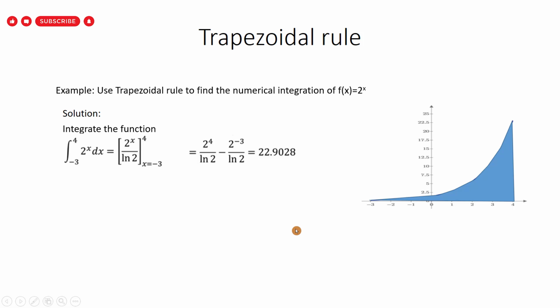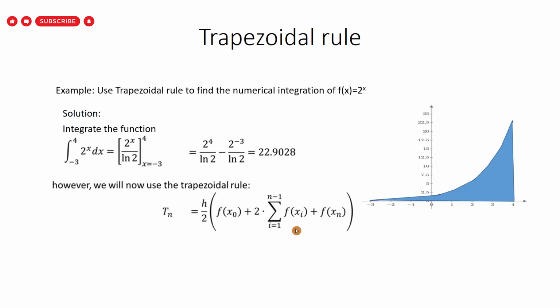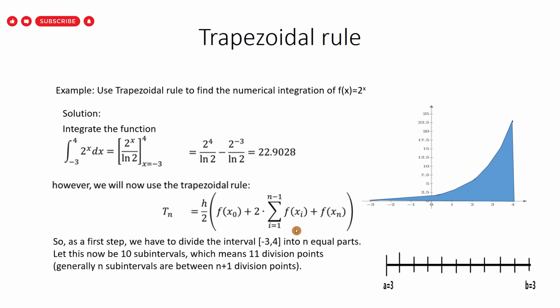Let us use the trapezoidal rule to find the numerical integration and the area. That is the trapezoidal rule: h over 2 multiplied by the function of x naught, plus 2 multiplied by the intermediate y values, plus the function of xn, where xn is the last y value. We have to divide the interval from -3 to 4 into n equal subintervals. I divide it into 10 subintervals, so we have 11 division points.